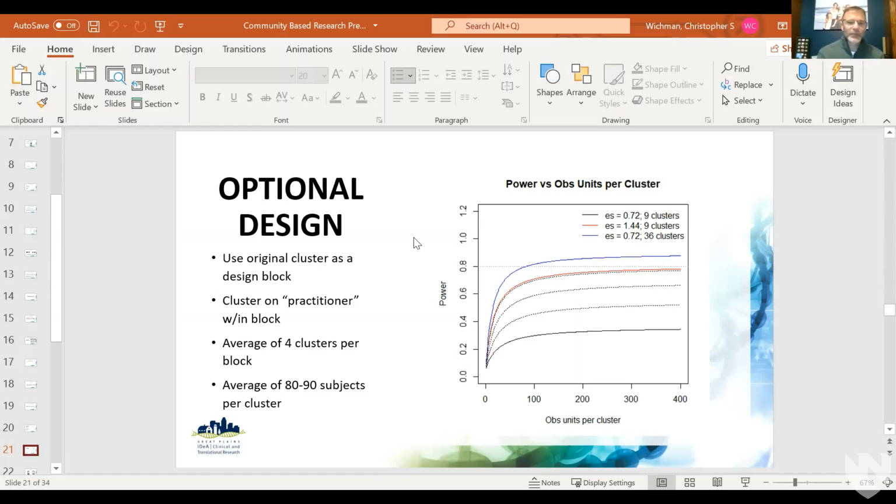So now I end up with an average of 4 clusters per block. And that's going to lead me down to an average of 80 to 90 subjects per cluster. Well, when I do that, that gives me 36 total clusters now. And it takes 84 subjects per cluster on average to achieve 80% power to detect the effect size that I want. And what I've done here is I start off with the original design, and then I keep adding in 3 clusters at a time as I'm moving up these lines.